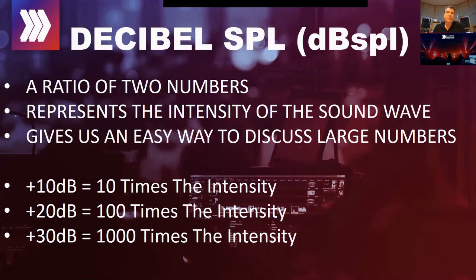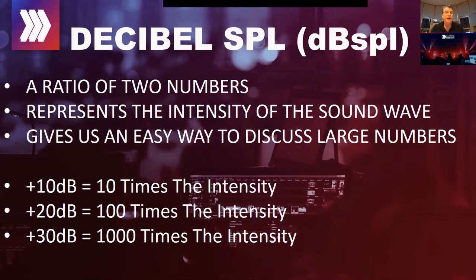So we use a decibel. A decibel is just a ratio between two numbers that represent two different intensities of sound pressure waves. The formula for decibels is 10 times the log of intensity of sound 1 divided by intensity of sound 2. Don't get your scientific calculator out. We're not going to do any math today, but it gives us an easy way to discuss large numbers of sound so that everybody kind of distills them and understands what we're talking about.